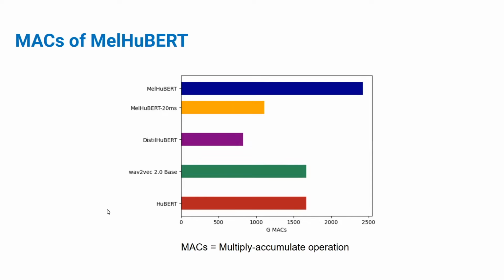Here we show the multiply-accumulate operations, or MACs, of Mel Hubert, DistilHubert, and the original Hubert. Lower MACs usually means faster runtime, but depending on how the operations are parallelized, this is not always the case. Although Mel Hubert ends up having more MACs compared to Hubert due to the difference in sequence length, Mel Hubert 20 millisecond has significantly fewer MACs compared to Hubert. Next page.